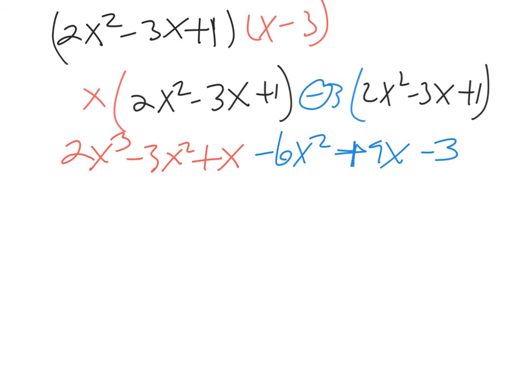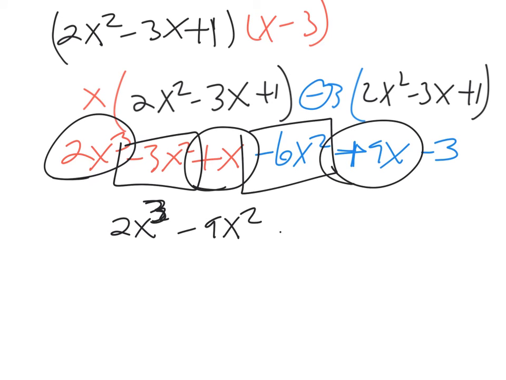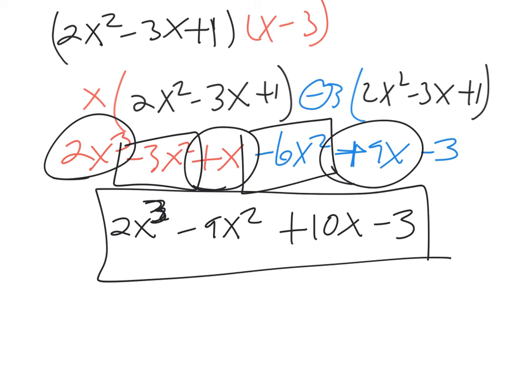Now we've got like terms here. Nobody's like the 2x cubed, so that's just going to come down on its own. It's a cube there, not squared. Alrighty. And then I have minus 3x squared minus 6x squared is minus 9x squared. And then we have plus x plus 9x is plus 10x. And then just minus 3 all on its own. And there are no more like terms to combine, and there it is. So that kind of answers B as well, because again, I used distributive property on it instead of the whole lining up thing. So there you go.